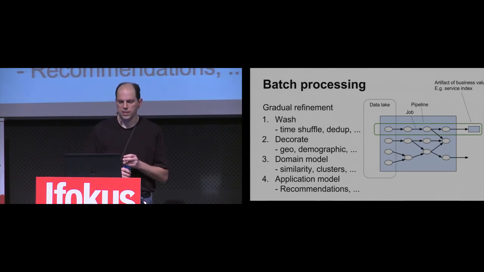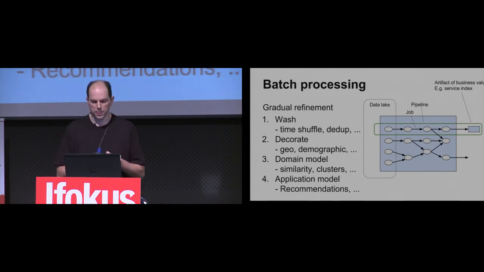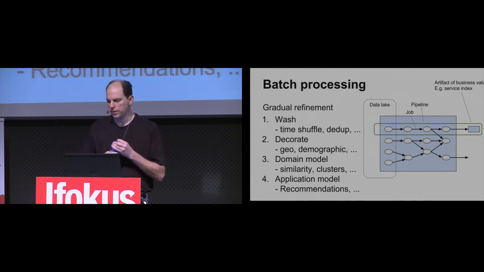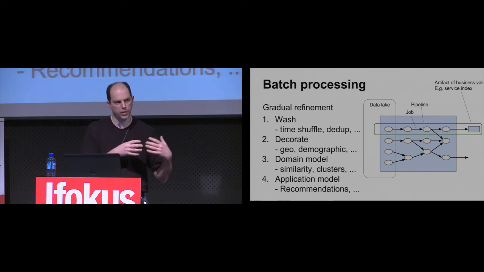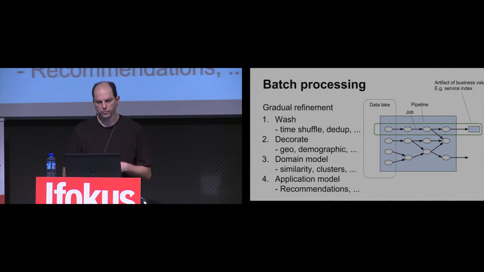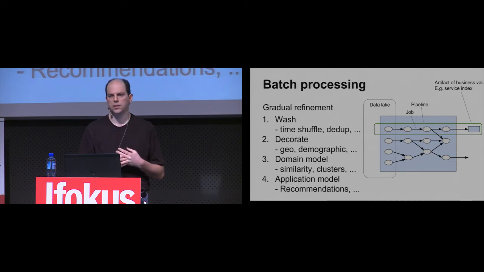All right, we have data sets, we have schemas, time to process them. From the lake, you typically make a chain of batch jobs where you refine the data more and more. You often need to wash it. You need to shuffle it in time because it might have gotten reordered from the generation to the point that it arrived. There might be duplicated events and so forth. And then you often decorate your events with demographic information about your users and so forth.